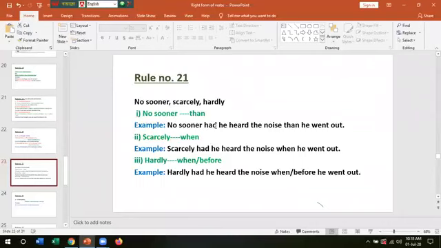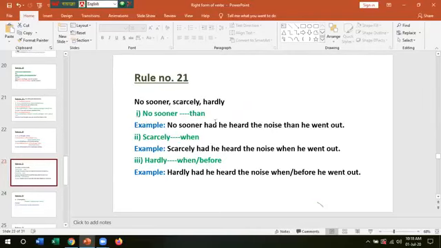Rule number 21. It is very common. If you find no sooner, scarcely, or hardly in any sentence, then if you find no sooner, you will have to use than. Actually, by no sooner, soon, sooner, soonest, we are using the comparative form. And you know, for comparison, than has to be used.